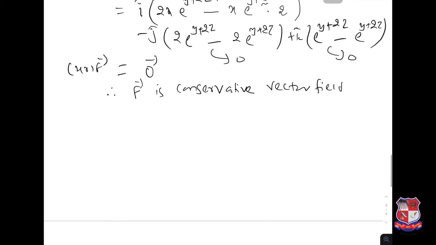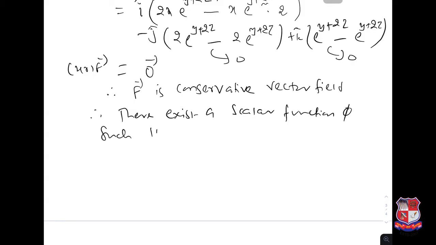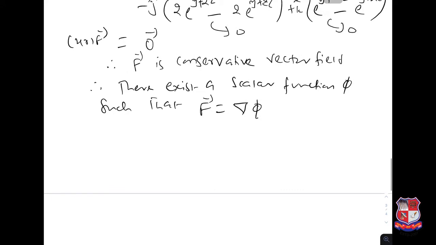So now, because it is a conservative vector field, we can find out the scalar potential function phi. So therefore, there exists a scalar function phi such that f equal to gradient of phi.